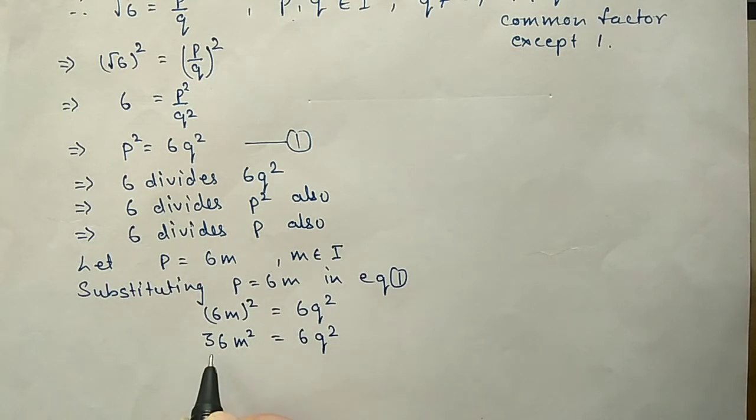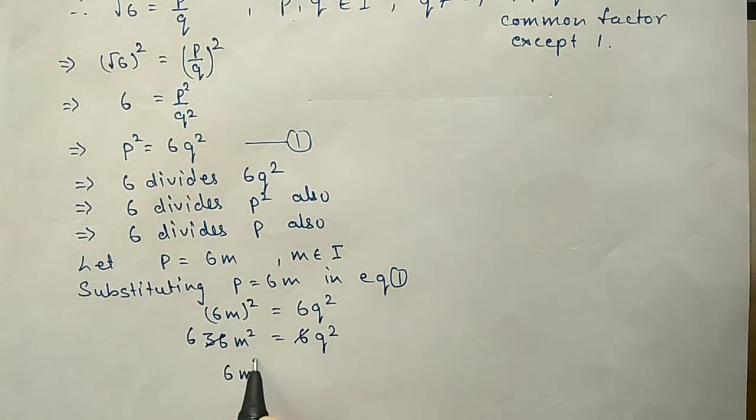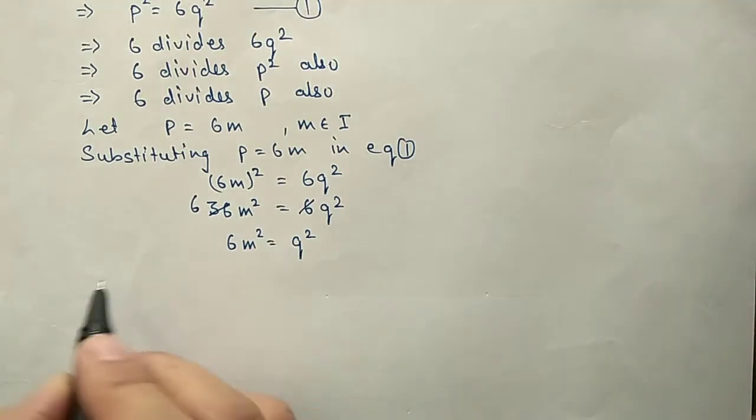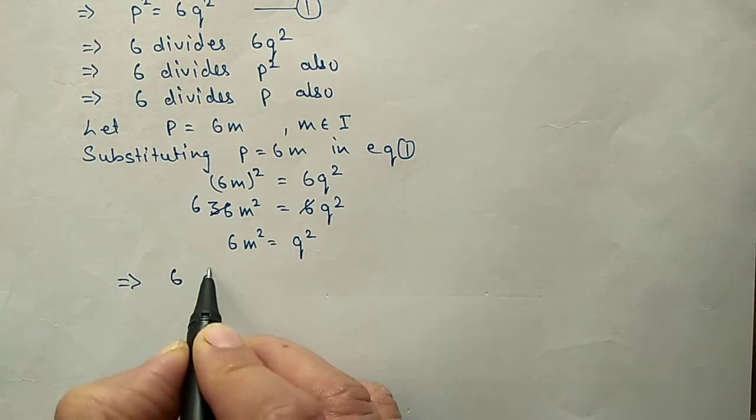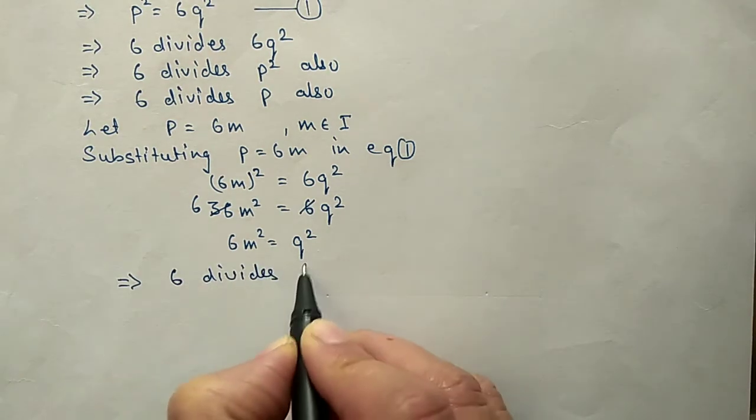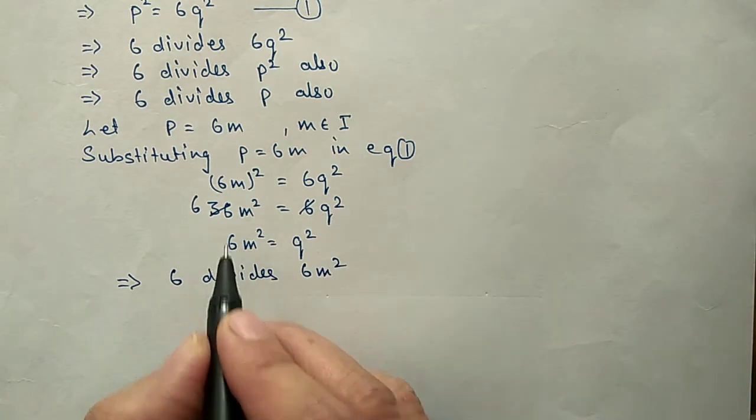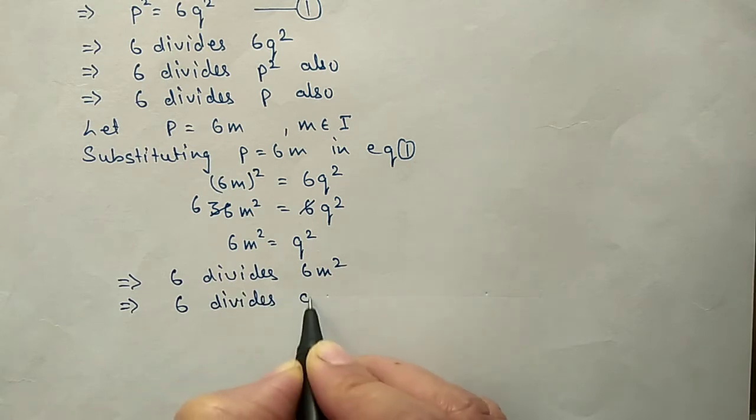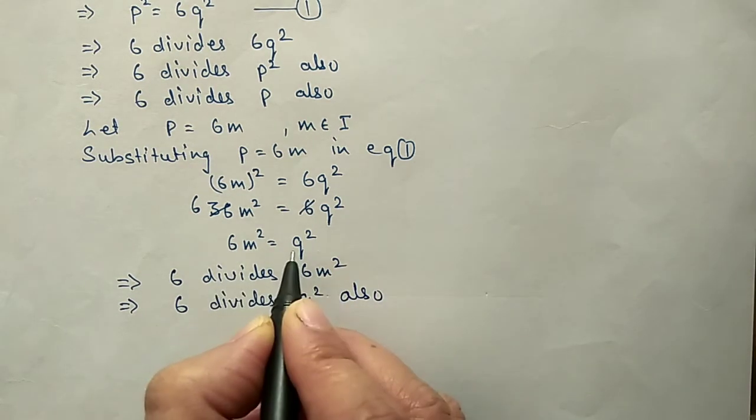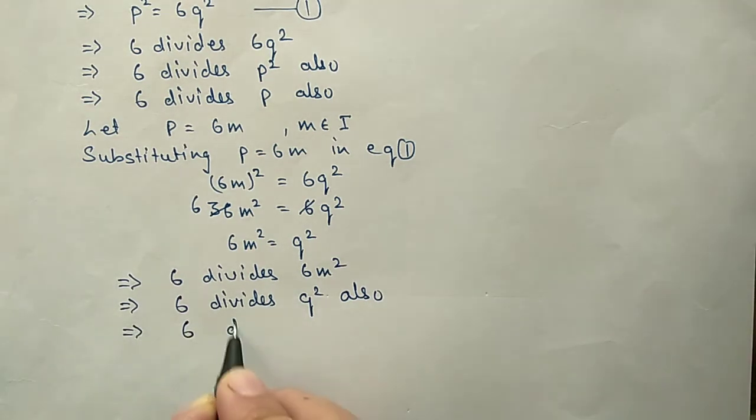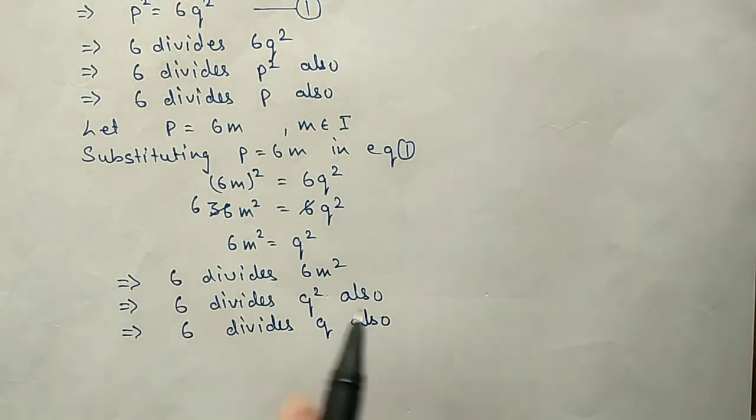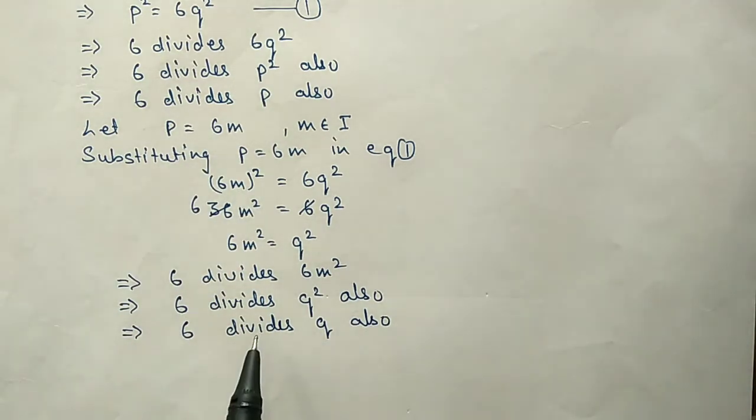This 6 shifts to the other side, it will come for division and it will cancel 36 6 times. So 6m square is equal to q square. It means 6 divides 6m square, because 6 we have here. So we can write 6 divides q square also, because both are equal, or we can write 6 divides q also. So 6 divides p also, 6 divides q also.